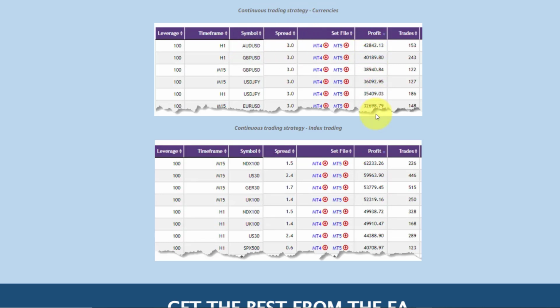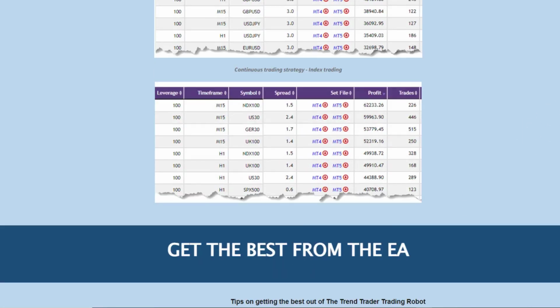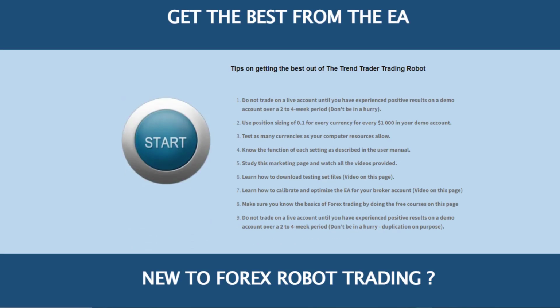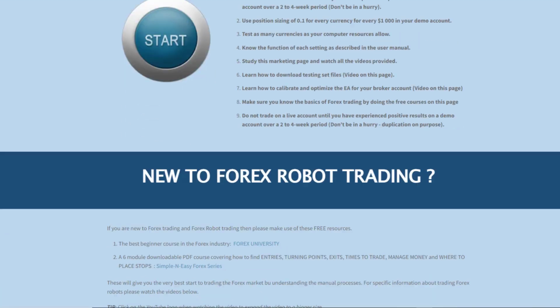There are the results over a 1 year period, and here's the results for the index trading over a 1 year period. And there, as you can see, you can download MT4 and MT5 settings, and the links to these settings will be provided on this page at the time of the launch. And we give you tips on how to get the best out of the EA.